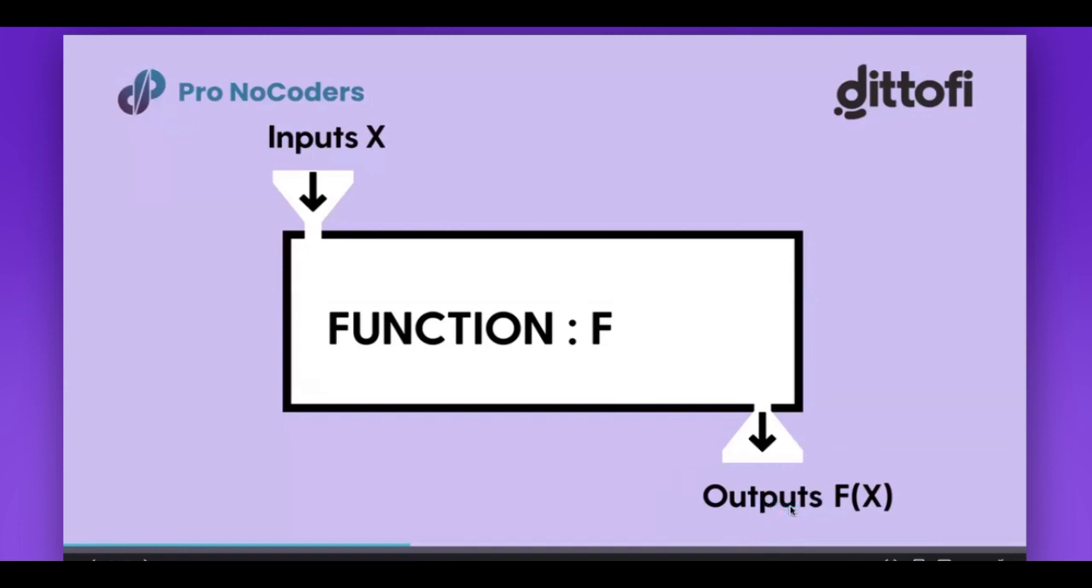So a really simple example, if you had a backend action to add together two numbers, your input would be number 1 and number 2. Your function would be adding those two numbers together, and then your output would be the sum of those two numbers. So if those two numbers were the numbers 1 and 1, then our output would be 2, because our function would be adding together those two numbers.